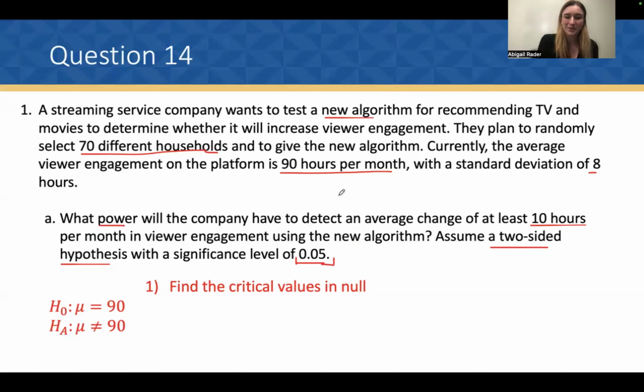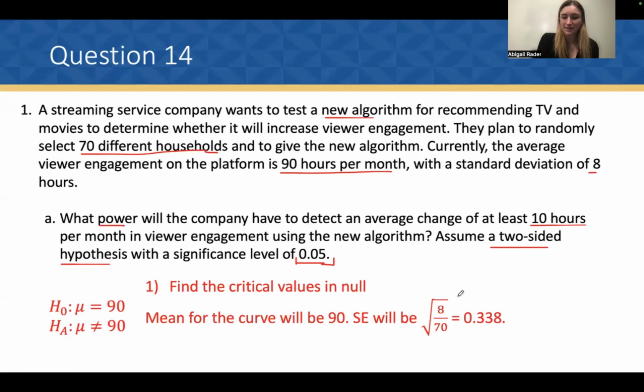So we know that there's a mean of 90. Let's draw out what this distribution would look like. We have a mean of 90 in the center. And our spread is going to be equal to the standard error, which is the standard deviation of the population, 8, over the square root of 70, not over the whole thing. 8 over the square root of 70 is 0.338.